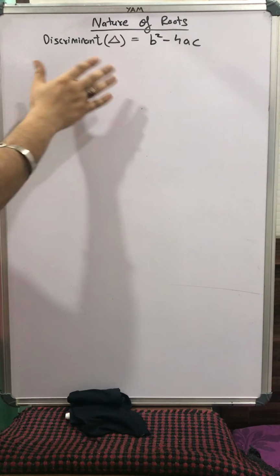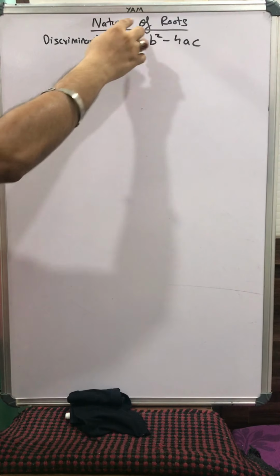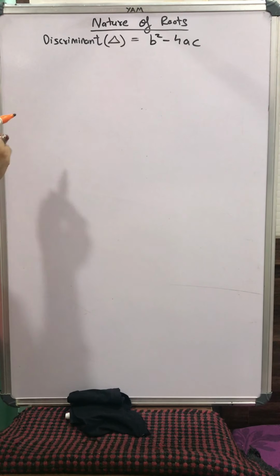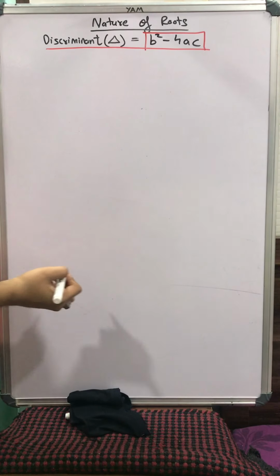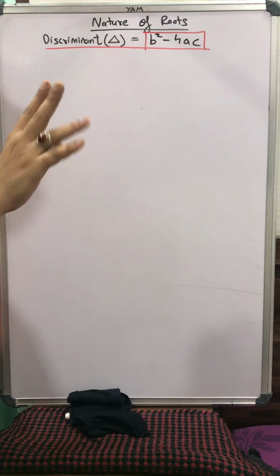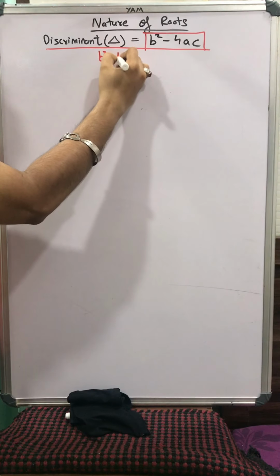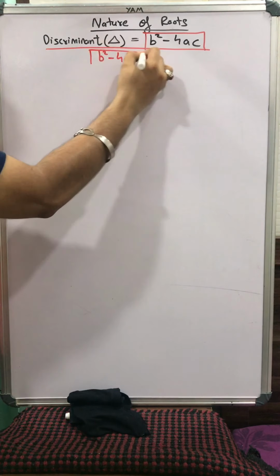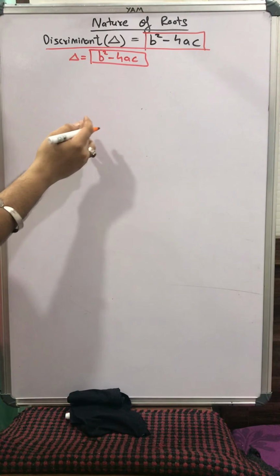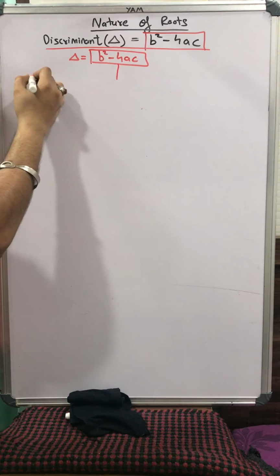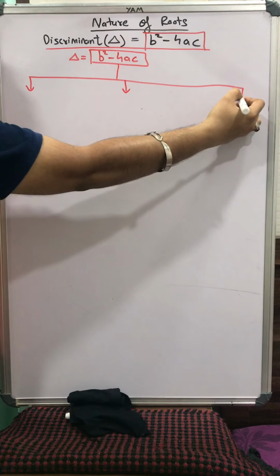4ac, and depending upon the value of the discriminant, the value of b square minus 4ac, we decide the nature of roots. Okay, so let's start the discussion. The value of b square minus 4ac can be of 3 types, students. B square minus 4ac, which is called the discriminant or delta, symbolized by delta, can have 3 different values or can be categorized into three types: first, second, and third.